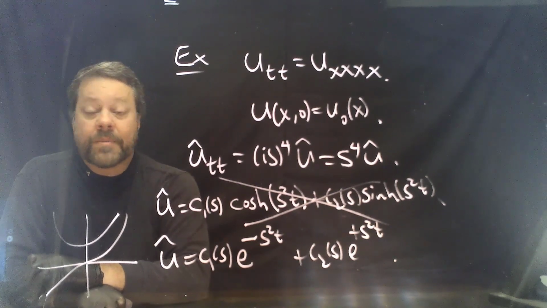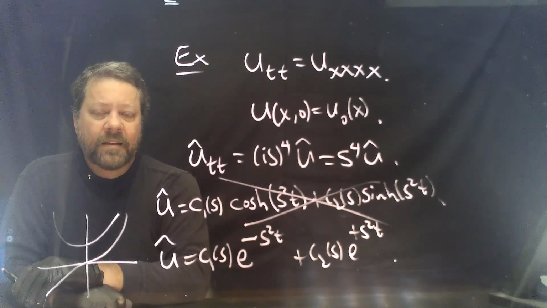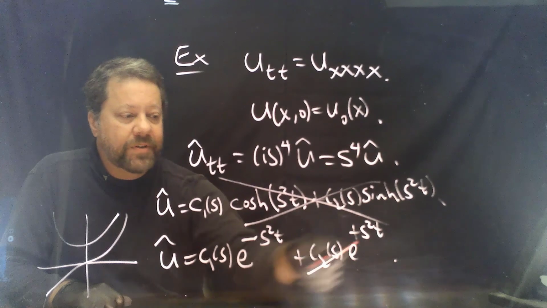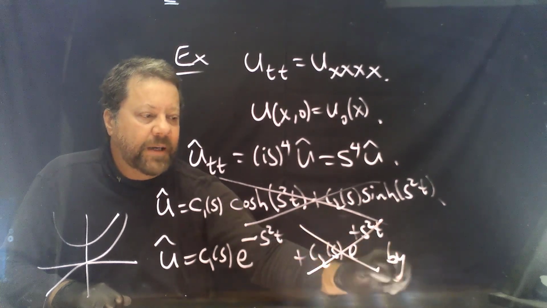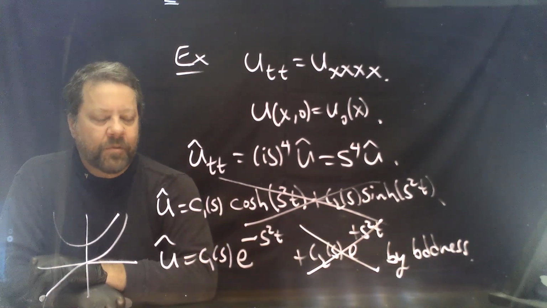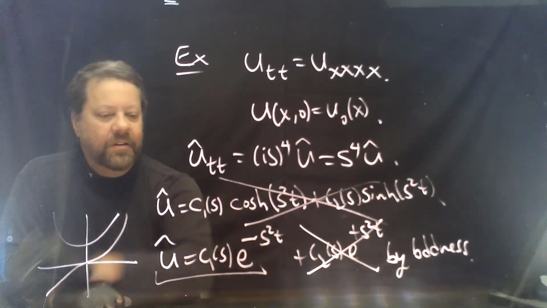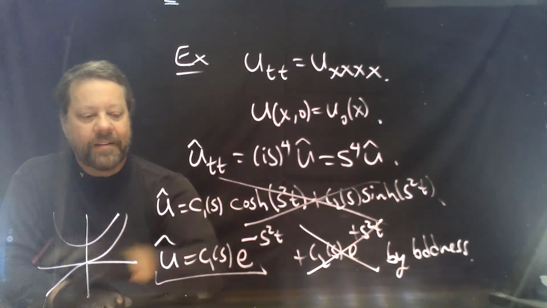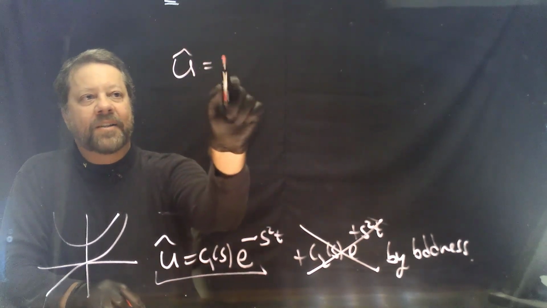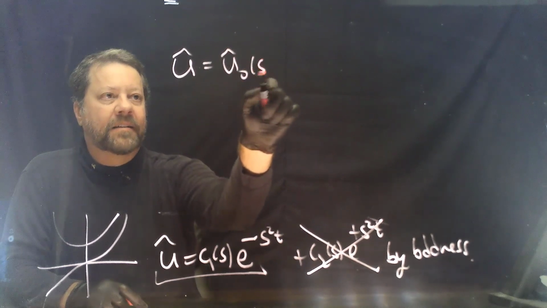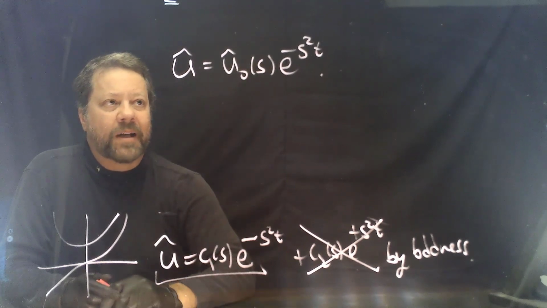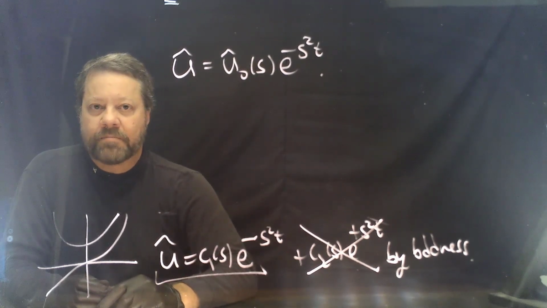But one of these terms is also not permissible, and that's because as t goes to infinity, this second term also blows up. So this term has to be out by boundedness. For boundedness considerations, we'll only end up with this first term. Now we have to apply the initial data to uncover c1 of s. So clearly, u hat is going to be u hat naught e to the minus s squared t, where at this point we apply the inverse Fourier transform.